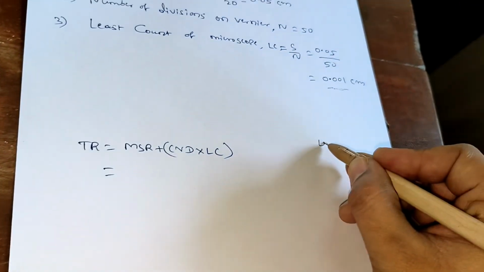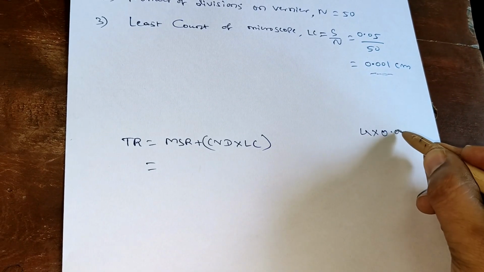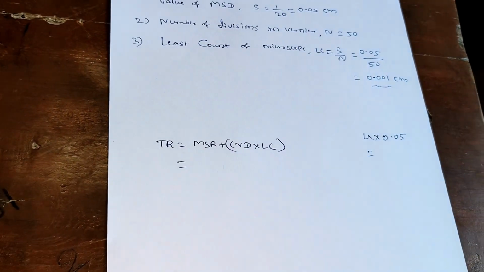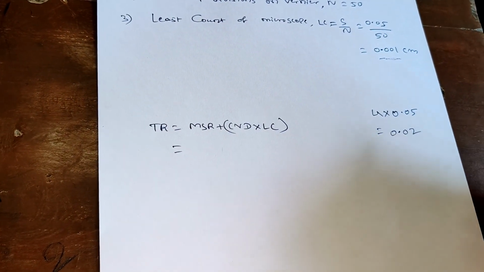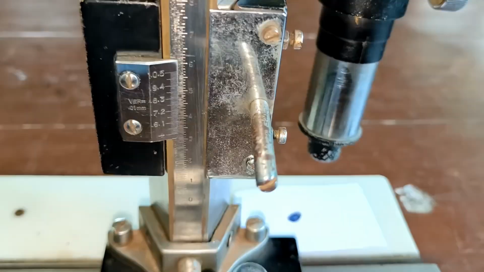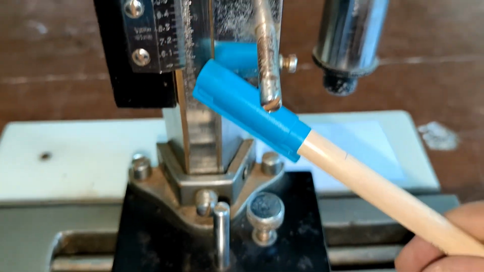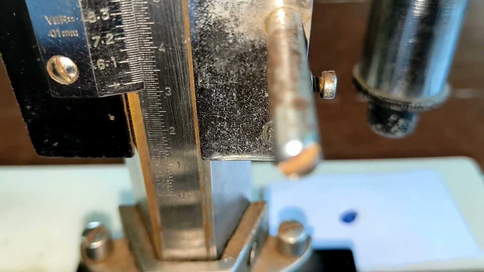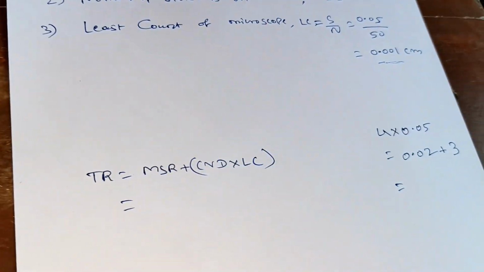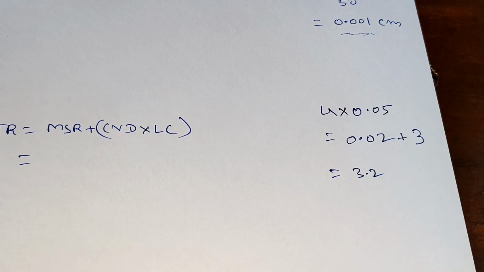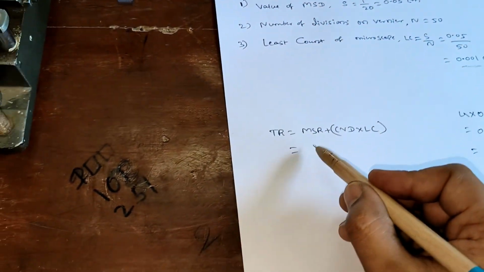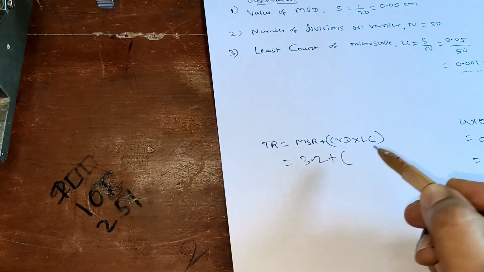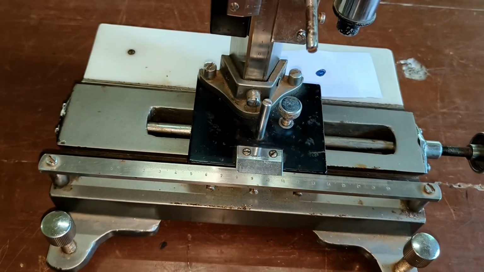We have to do 4 into 0.05. That becomes 0.2. To this we have to add the whole number, which is 3. We have to add. That becomes 3.2. This is the MSR. You have to write down here 3.2 plus CVD, the coinciding vernier division.